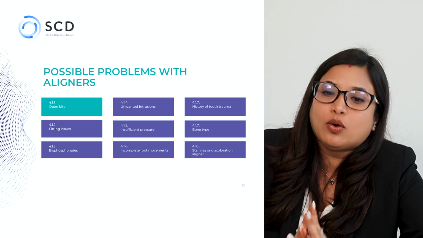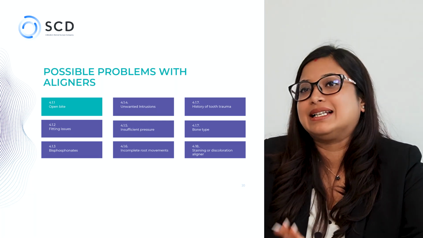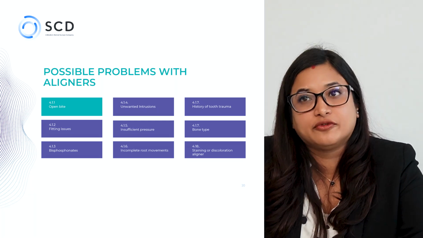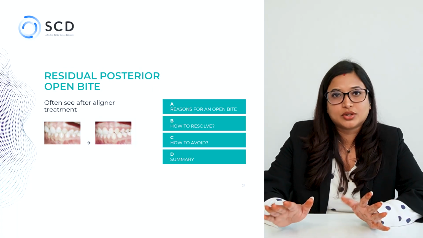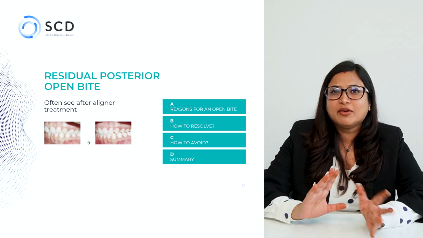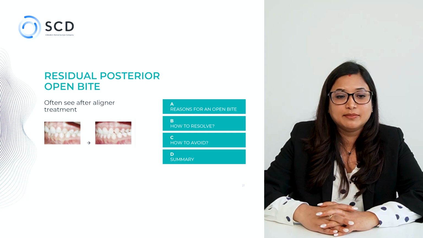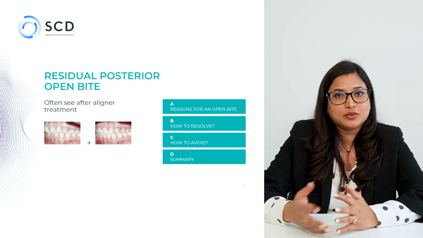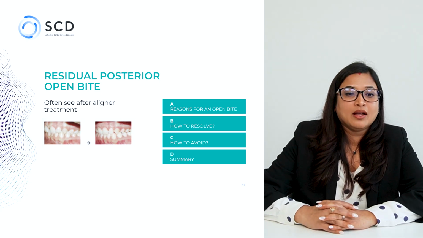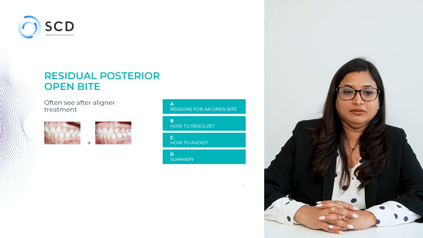So let's now deal with all the possible problems with aligners. Now there might be hundreds of them, but at least we can categorize it to 9 major ones. The first one being open bite, very commonly found. All the doctors, somewhere or the other in some of the patients, might have seen that there is open bite after the treatment is completed. And the patient probably is also more curious about open bites. So there are multiple factors for open bites, but let's deal with them one by one.